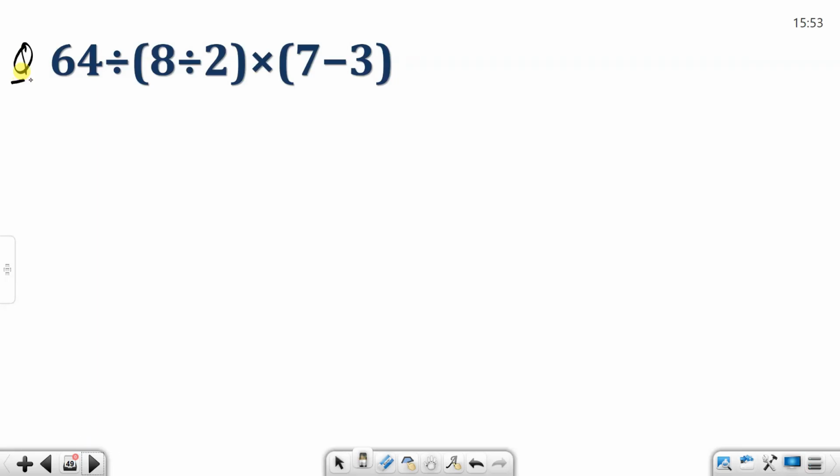The question is 64 divided by, in the bracket, 8 divided by 2, bracket closes, multiplied by, in the bracket, 7 minus 3. First, we'll solve the brackets. So now, the solution.